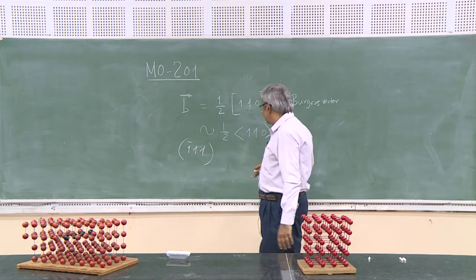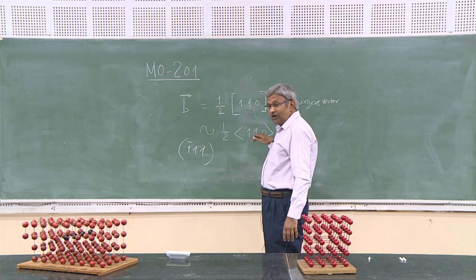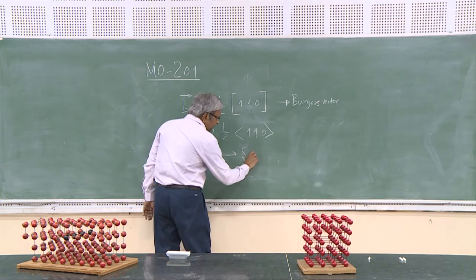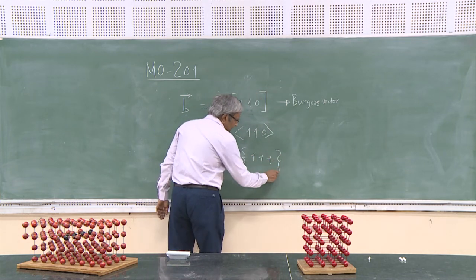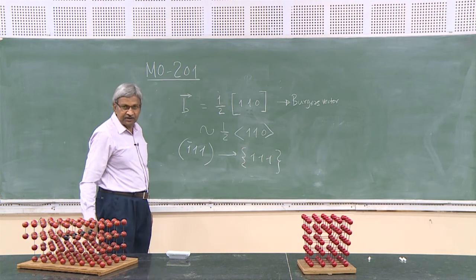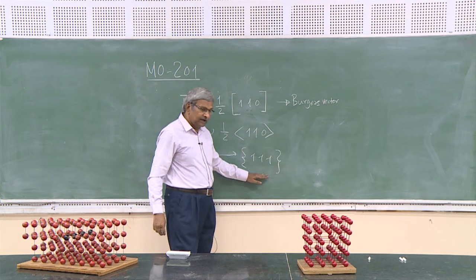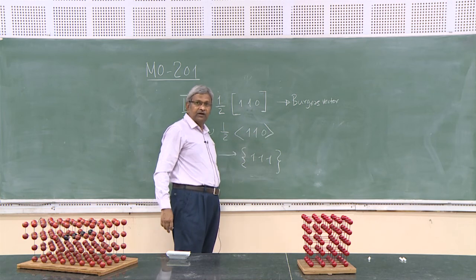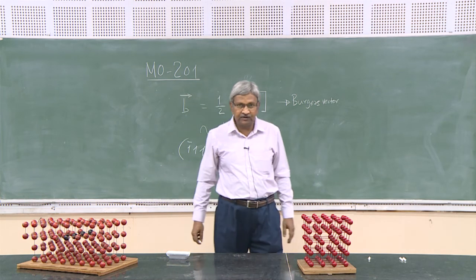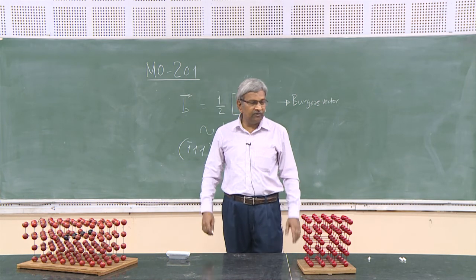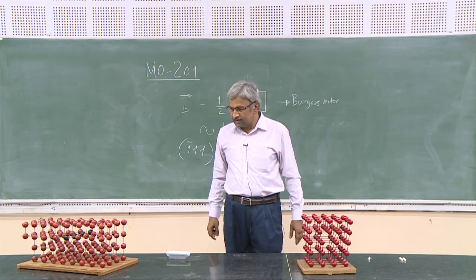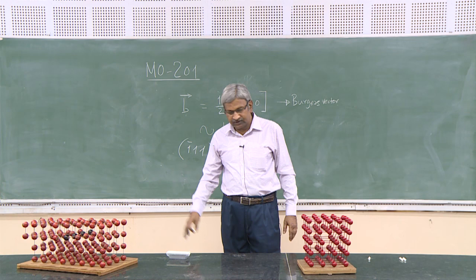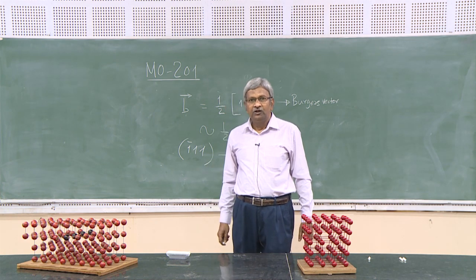Kindly note that all types of 1 1 1 qualify to be the close packed plane in the CCP structure. So, this becomes a slip plane, this becomes a slip direction, and both of them taken together are known as the slip system, and this I have already dealt with in the class. I hope it was a little bit better after demonstrating with the help of a model. Thank you very much.